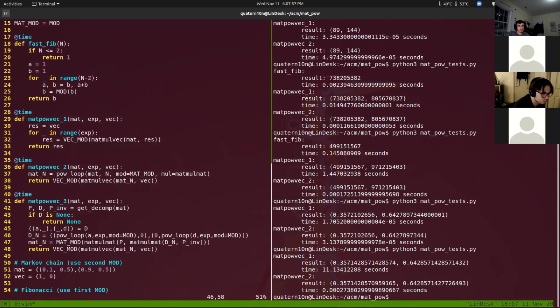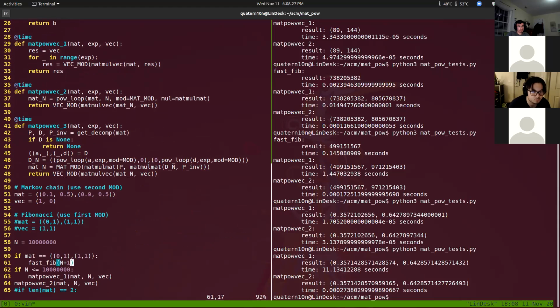So I can compute D to the power of n just by doing POW on just single numbers, which is going to be very, very fast. And here you can see I'm actually using my own POW function just to make it a more fair comparison in speed. Then what I do is I take P, multiply it by D to the power of n, multiply that by P inverse, and then multiply that by my vector, and I'll get the result.